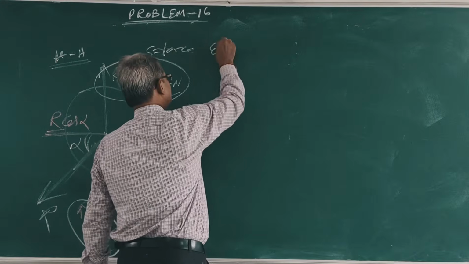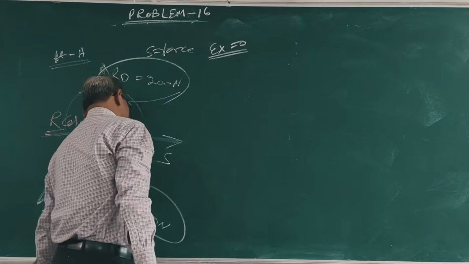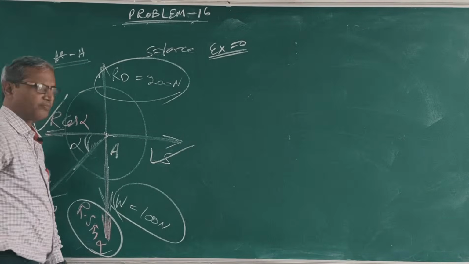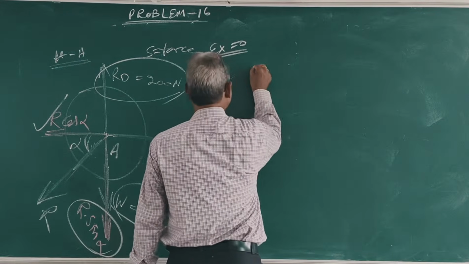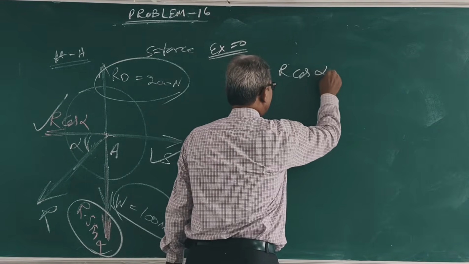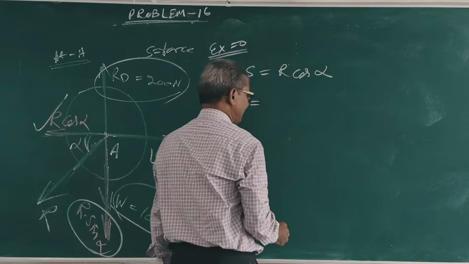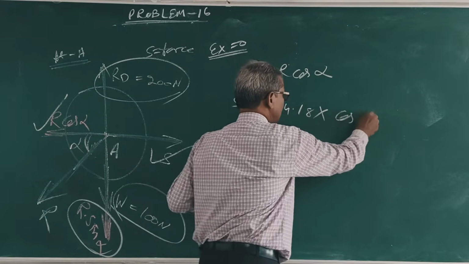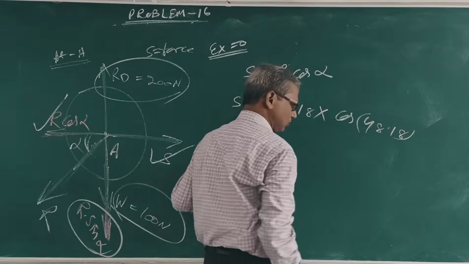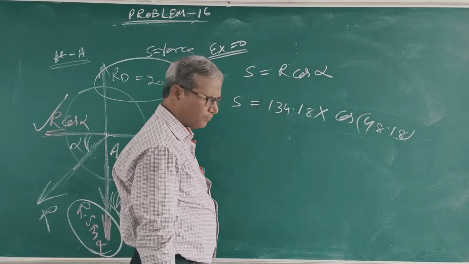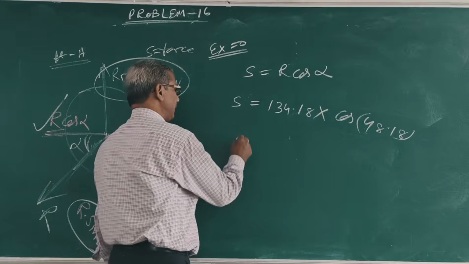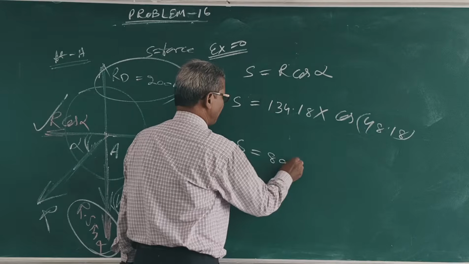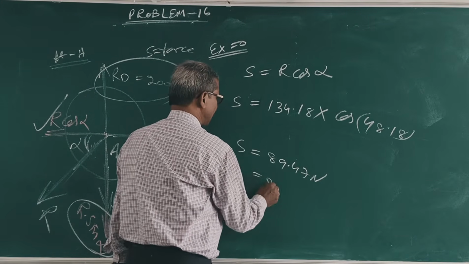Sigma x is 0. This is equal to this. What is S equal to? R cos alpha. What is R? 134.18 cos 48.18. What is the answer? S is 89.47 Newton or 89.5 Newton.